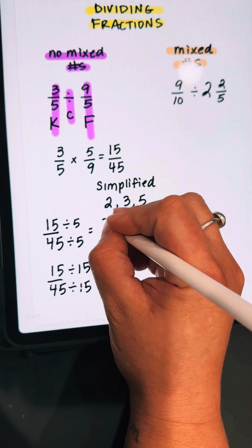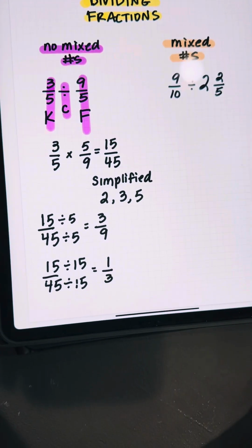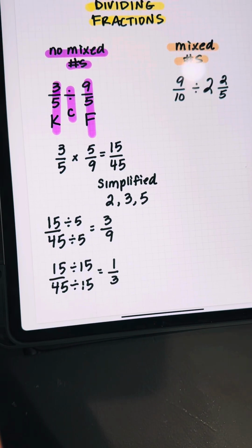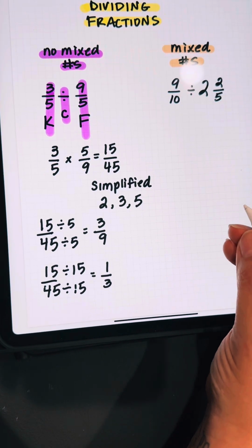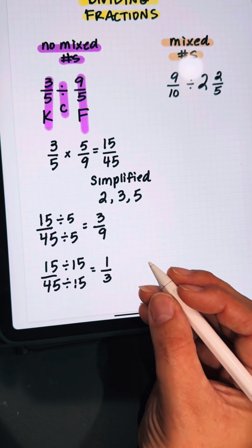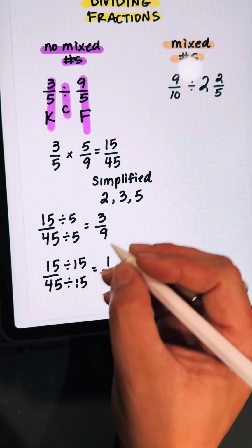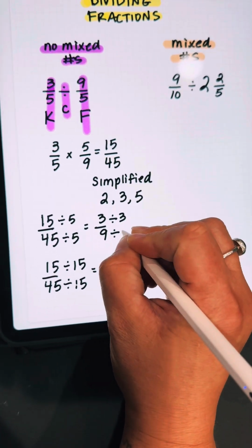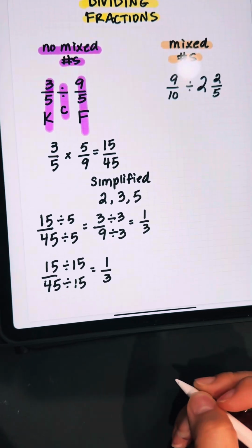15 divided by 5 is 3, and 45 divided by 5 is 9. This way, though, requires that you ask again, can I divide it again? I can. As long as both the top and the bottom can divide by the same number, it doesn't matter if you use the same one as in step 1. I'm going to divide both by 3, and it's going to get me to 1/3, the same spot.